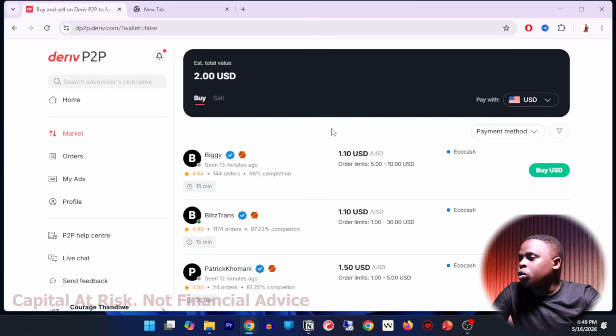Now, if you don't want to use the rates that are here, you can create your own ads or adverts. On the left hand side of the panel, if you are using your computer, or if you are using your phone, there's going to be a menu, and then you can see where it says My ads.